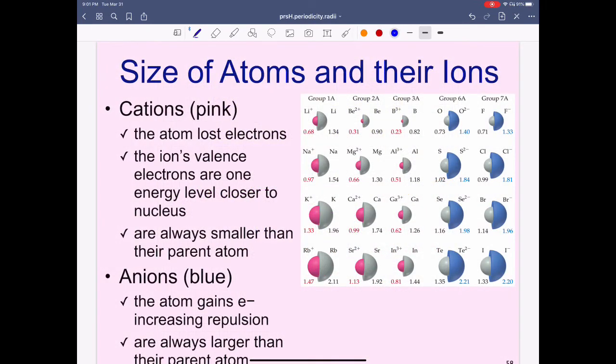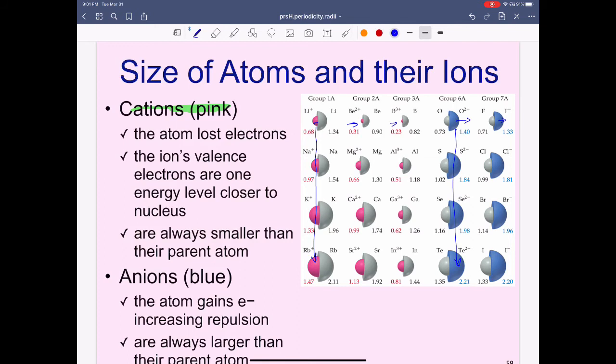Let's take a look at this last slide and notice that cations in pink follow the exact same trend in the sense that cations down the periodic table get larger, cations across the periodic table get smaller. Same is true for anions. Anions get larger down the periodic table, and anions get smaller across the periodic table.